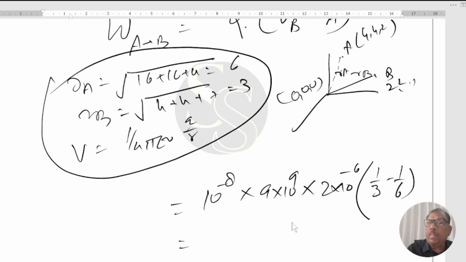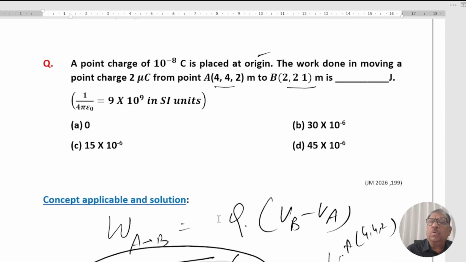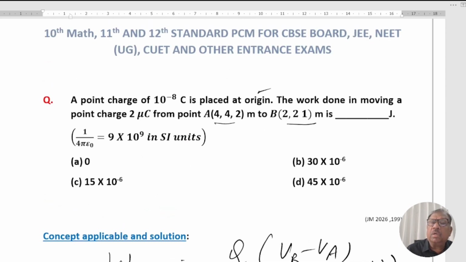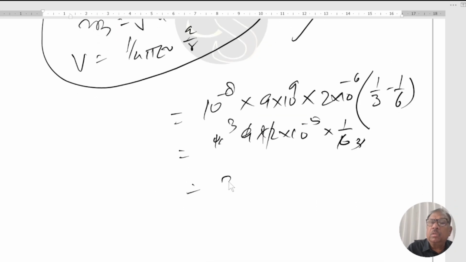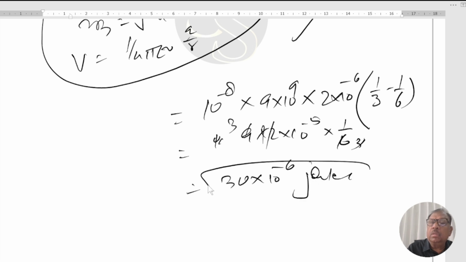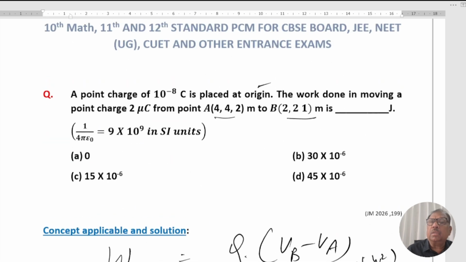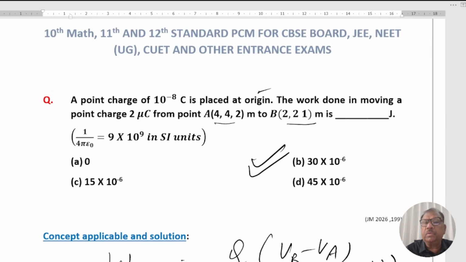This comes out to be 10 to the power minus 8, 1, 5. 9 into 10, 10 to the power 1 remains, minus 5 remains, into 1 by 6. That is 3 into 10 to the power minus 5, that is 30 into 10 to the power minus 6 joule. This is the answer. Let's check. B is the correct option, right?